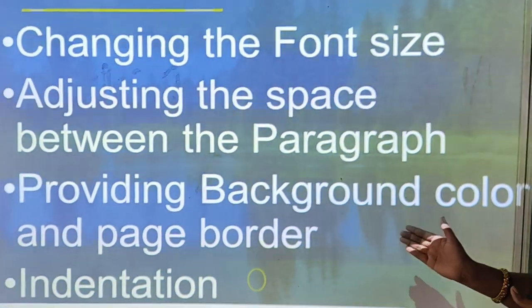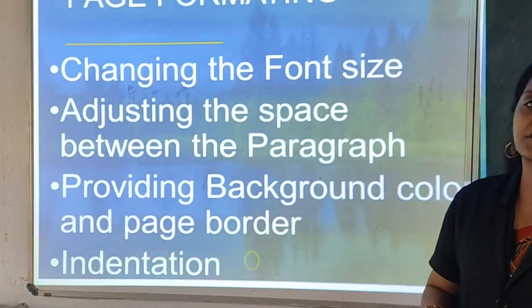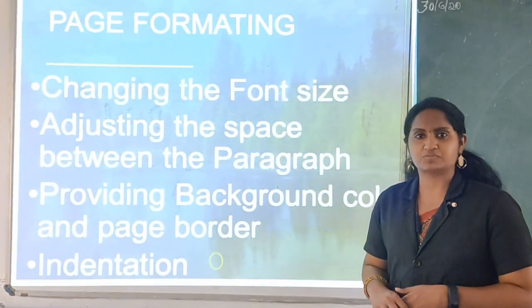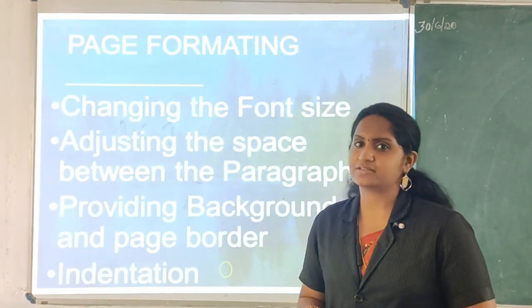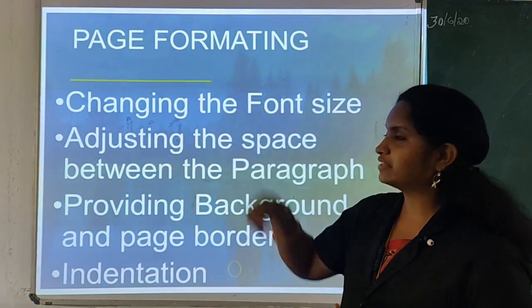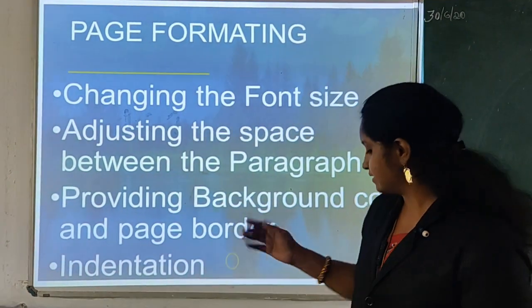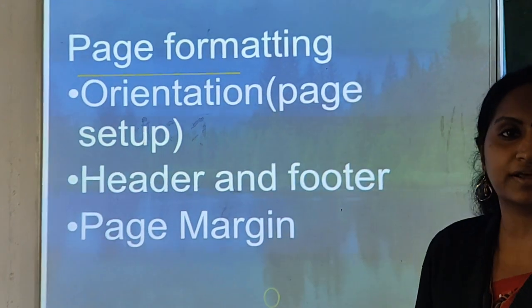And next is applying the background color and page border. To make a page attractive, you can apply the background color and the page border. And next is indentation. What is indentation? The space between the margin and the first line of the document, is it? And next is about orientation. What is orientation?